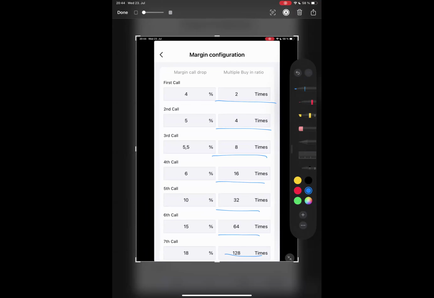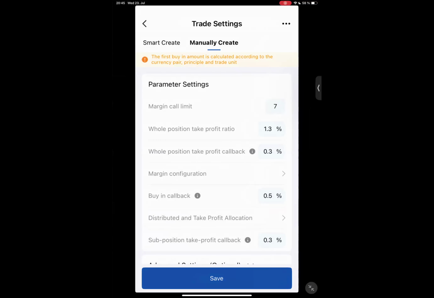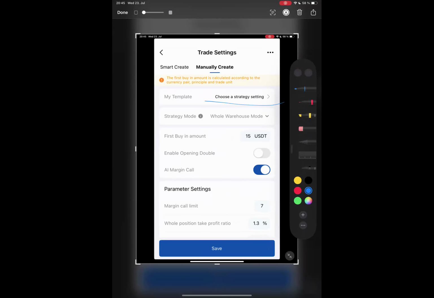Okay, let's move on. So double up means, what is the double of 2? 4. What's the double of 4? 8. What's the double of 8? 16. Okay, that's what we mean by the double up strategy. All right. So I'm not going to use the settings because my trading capital cannot sustain it. So what will I do? I'll quickly go to my template.